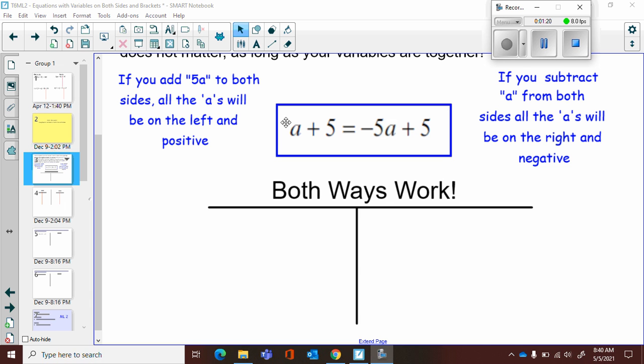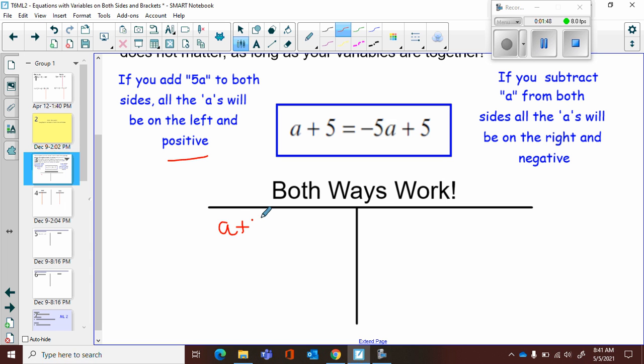But I could also take this single a and subtract it from this side, and it will pop up over here, making all of my a's on the right side, but they'll be negative. So both ways work, and we're going to do both to show you how those work. So let's get a pen here. So we'll do this way first. If we add a to both sides, add 5a to both sides.